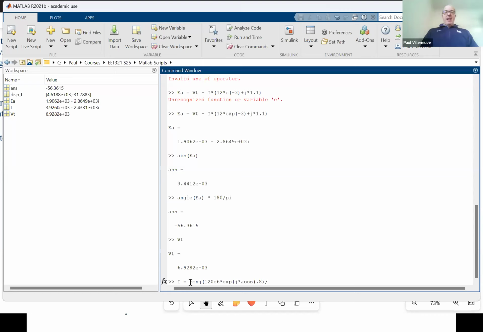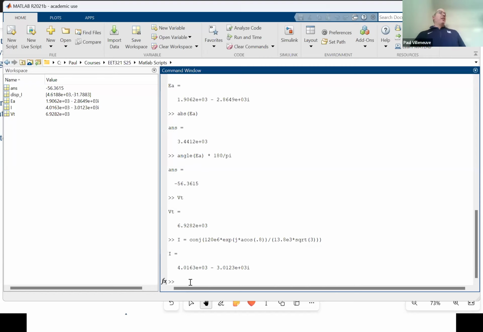Now I have to divide that by 13.8. And I have to multiply that by square root of 3 because it's a 3-phase machine. I need my parentheses here. Parentheses here. I think I need one more to close it. Let me just make sure I've got it all here. I got that one. I'm missing this one right here. Yeah, I got it all. So that's my magnitude of the current. Magnitude and angle, or the complex number.